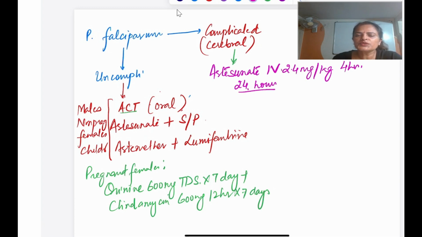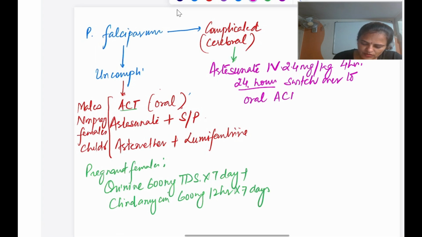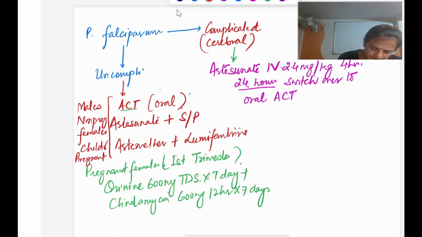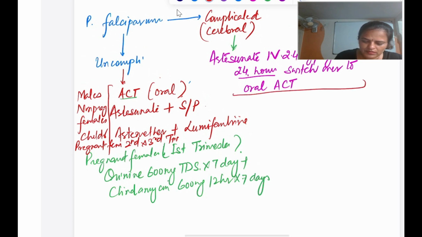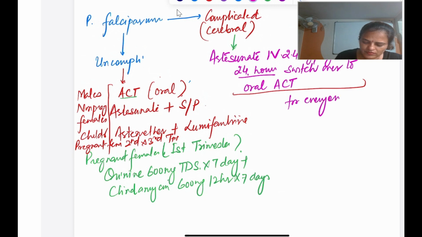Once the patient is conscious, after the 24 hours, whenever the patient gains consciousness, then switch over to oral artemisinin combination therapy. For the pregnant female, this is only for the first trimester. Non-pregnant females, plus I want to add pregnant females in the second and third trimester, and this one is for everyone. Irrespective of pregnancy, whether it is the first, second or third trimester, we have to give this artesunate by IV route.